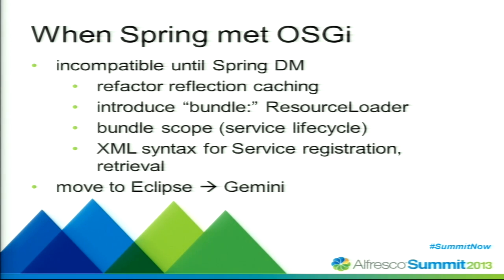So Spring decided to support OSGi through a dynamic modules project. They created a separate project and started refactoring the caching of metadata. They introduced some new stuff like a bundle resource loader, so you can load a properties file from your bundle. A new scope which matches the startup and shutdown, so the life cycle of a bundle. And also an XML syntax, much like we know it for regular Spring beans, to allow you to export services to other bundles.